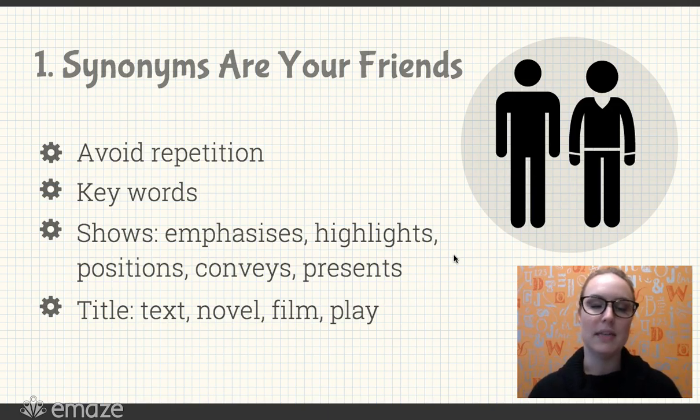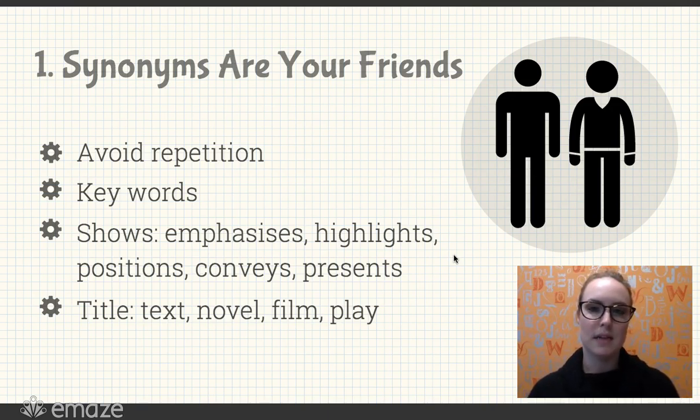Okay, so tip number one, synonyms are your friend. These are those words that are same, but different. They mean the same or similar things, and they're just really handy because it means that you're not constantly repeating the same words over and over again. Keywords are going to be a place where this happens, whether it's the theme of your essay question or some aspect of the question that you keep repeating.